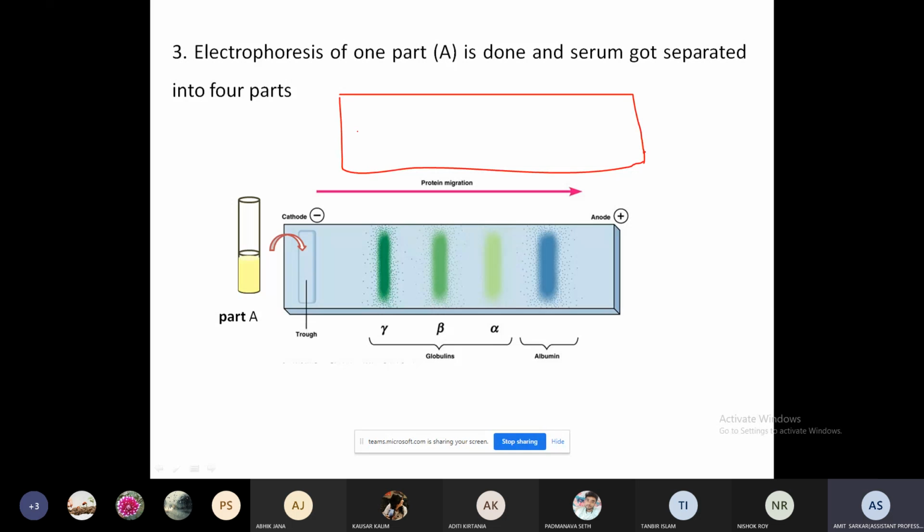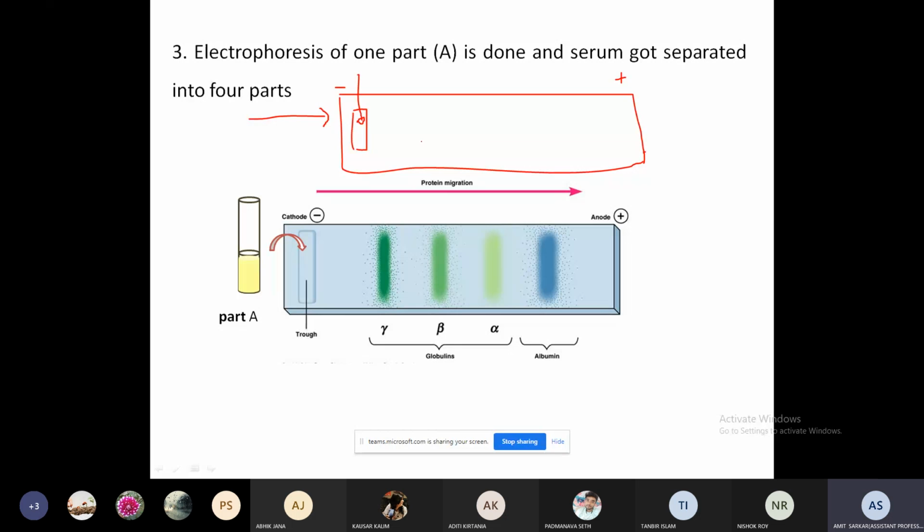And then you are making a groove or a well at one end, and you're putting your sample over there. That sample could be a mixture of 3, 4, 5, 6, 10 different things. And then you're using an electrical force. By the electrical force, these molecules will run from the cathode to the anode. They are all basically negatively charged, so they will be attracted to the positive electrode.